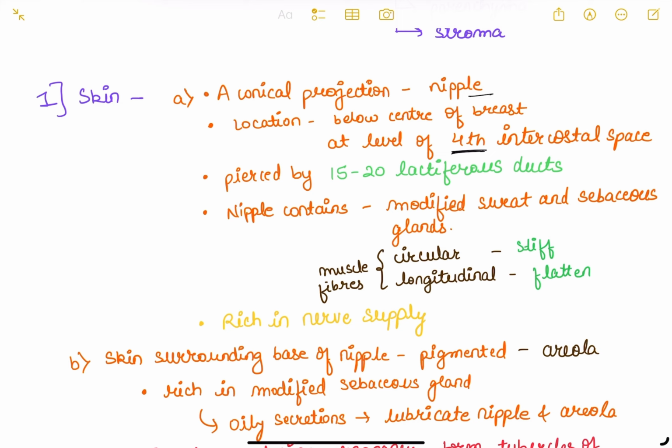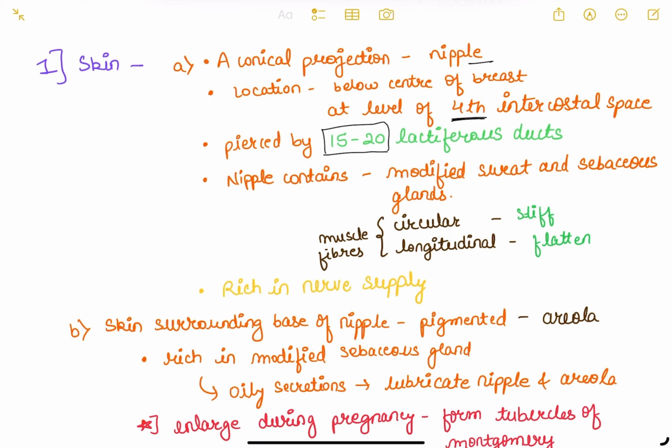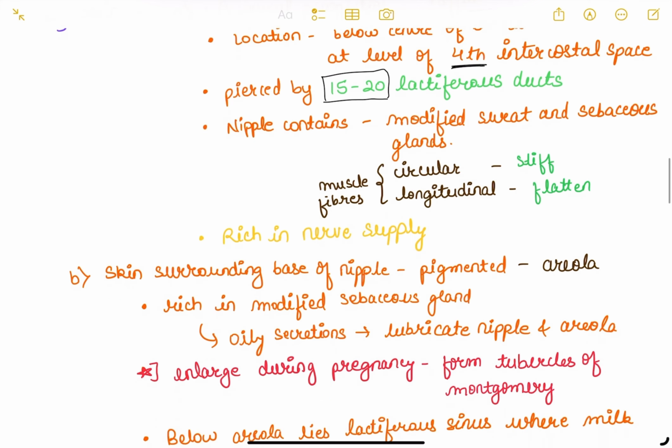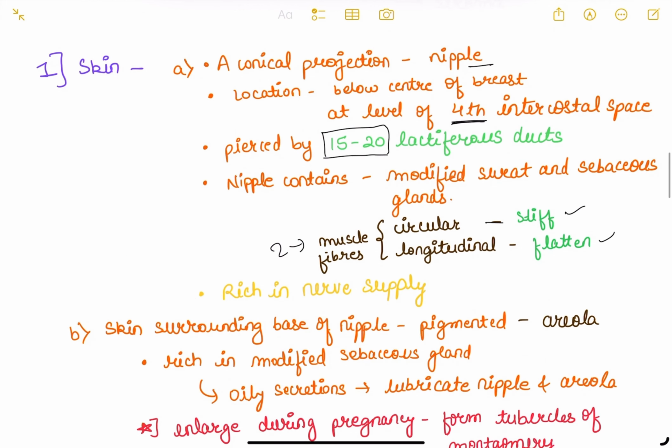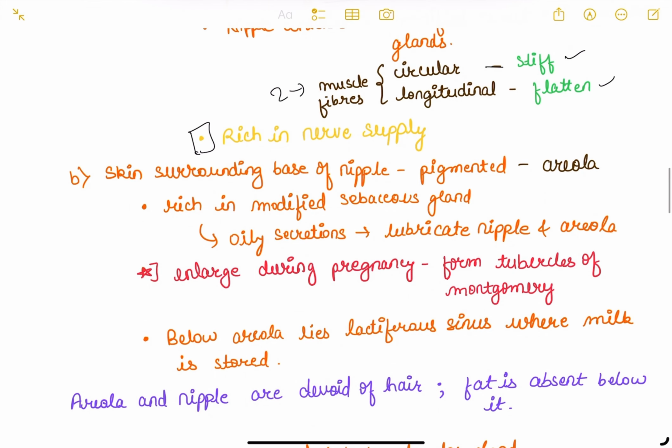Now the nipple is going to be pierced by 15 to 20 lactiferous ducts. Now the nipple contains modified sweat and sebaceous glands, and these are important for lubrication. Then the nipple also contains muscle fibers, 2 types of muscle fibers. They are the circular, which make the nipple stiff, and the longitudinal muscle makes it flat. The nipple is very rich in nerve supply, therefore they are quite sensitive.